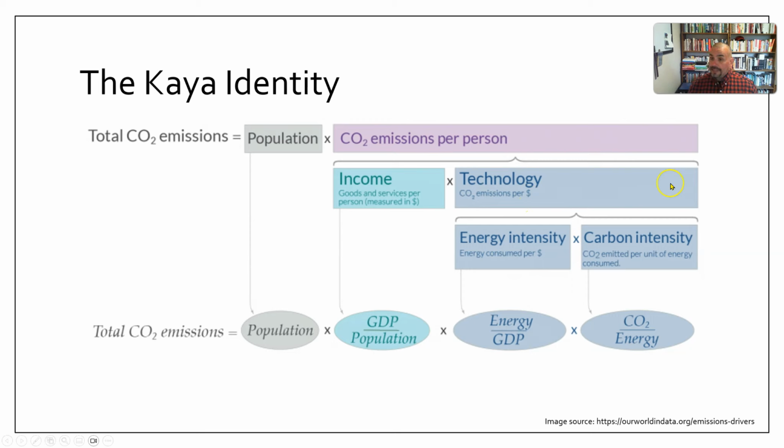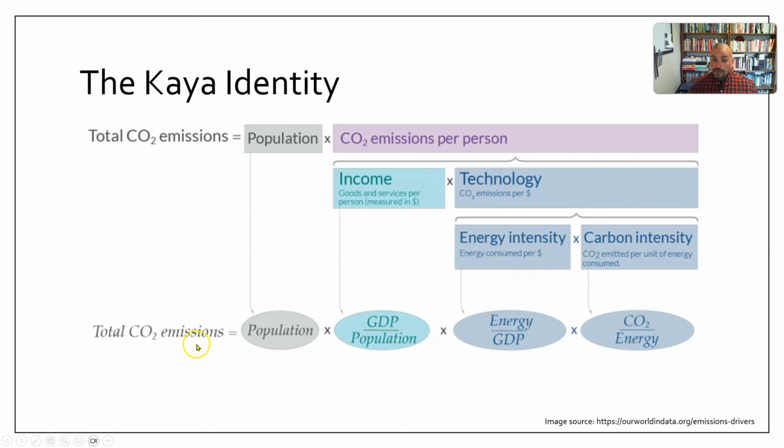Technology basically means what we use to produce that stuff or what we use to produce those services. So we need electricity, we need materials like steel and cement to build our homes, to build our consumer devices and stuff like that. So all of those activities are also releasing emissions. Technology further breaks down into energy intensity and carbon intensity. And we're going to look at both of these concepts in a little bit more detail.